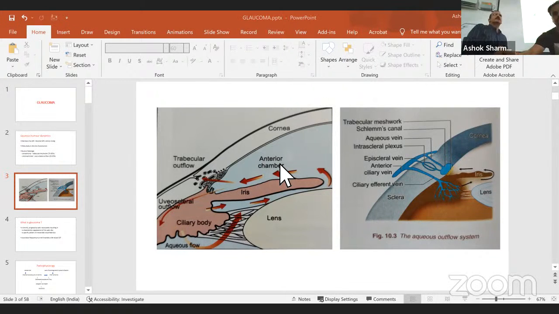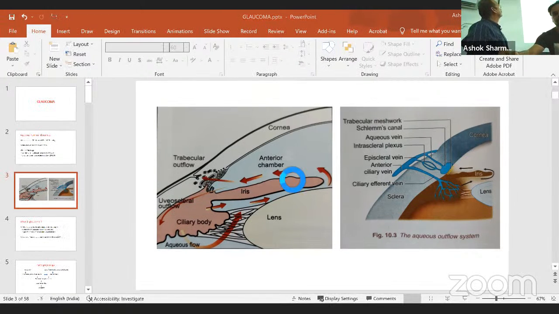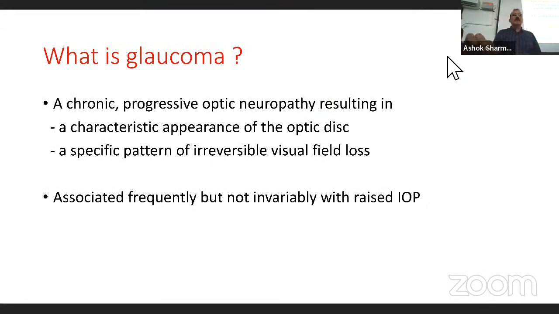If the balance is lost for any reason, there will be a rise of intraocular pressure, and glaucoma. So now we will define glaucoma as chronic progressive optic neuropathy with characteristic appearance in the optic disc. There will be change in the cup disc ratio.